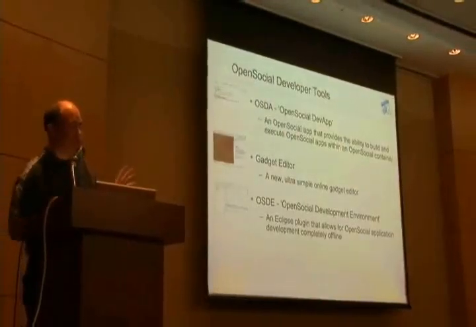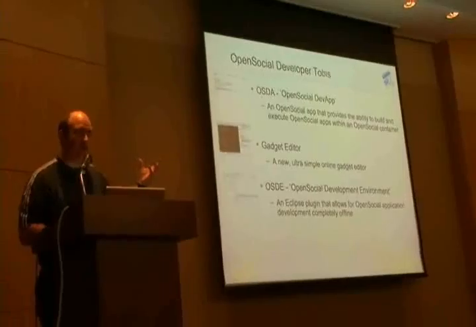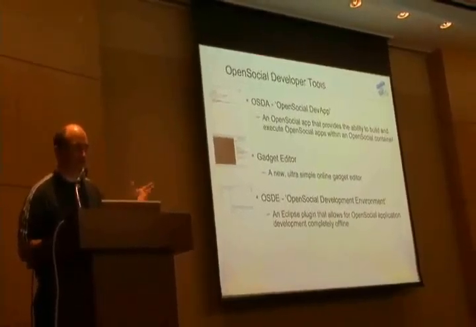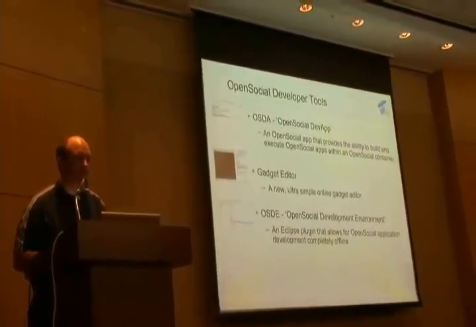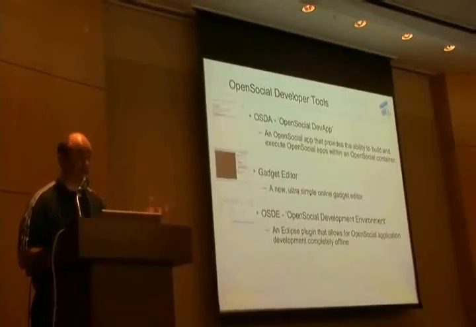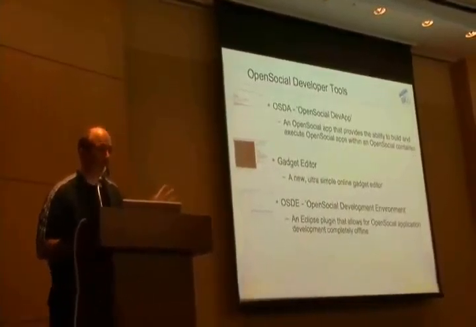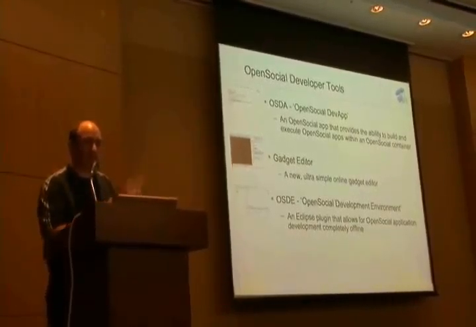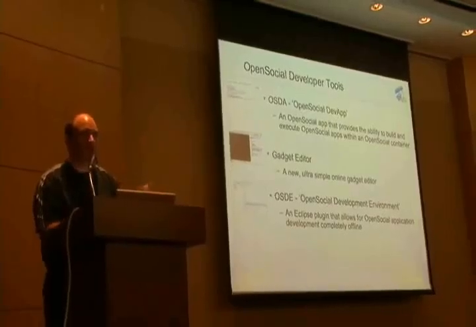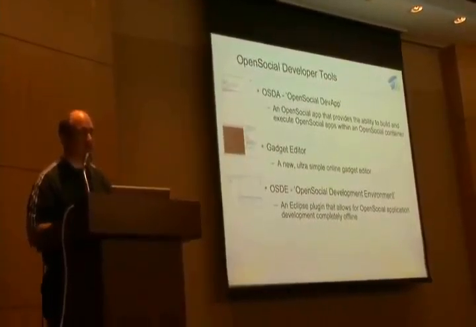So first of all, I'll talk about OSDA, so Open Social Dev App. This is actually a very nice utility written by one of my coworkers at Google. It provides a nice, simple way to build an application, and itself is also an open social application. You can install it on any open social container and then use it to generate your code for you. Next, I'll show a very simple gadget editor, and this is just a very simple, nice online editor which you can use and then have it generate your gadget XML spec, which you can then place onto your container.